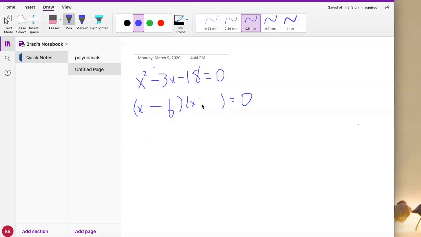We get negative 6 plus 3. Then you want to multiply it out to make sure it works. So you have your x times your x equals x squared, and you have your x times 3. That's a plus because we have a positive 3 in there, so there we got our 3x. Then you have your negative 6 times x, so minus 6x.